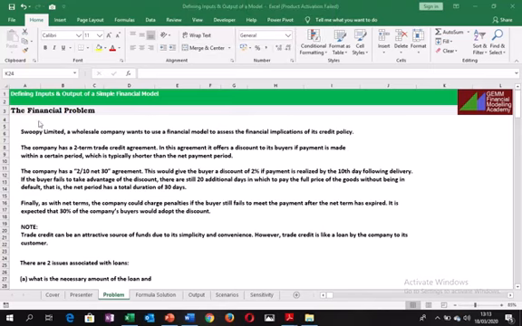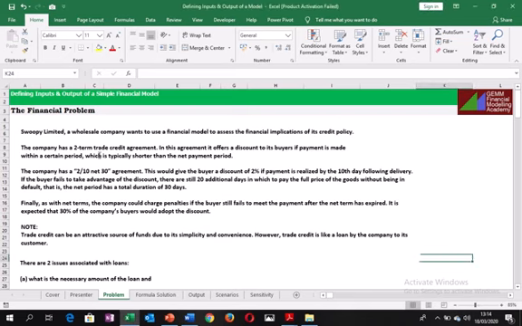Alright, so here is the financial problem that is being crafted, and is relating to a company called Sweepy Limited. Sweepy Limited is a wholesale company and wants to use a financial model to assess the financial implication of its credit policy. Okay, so what part of its credit policy is it using a model to assess?